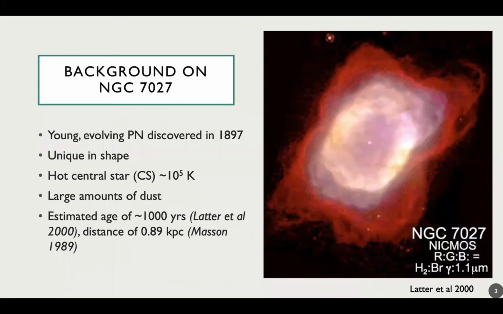So some background on this planetary nebula. This is a young and rapidly evolving planetary nebula with a very unique shape. The four lobes, the elliptical shape in the center that you can see here, and also the dust belt that surrounds its waist. It has a very hot central star of around 200,000 degrees Kelvin and molecule-rich gas surrounding it.